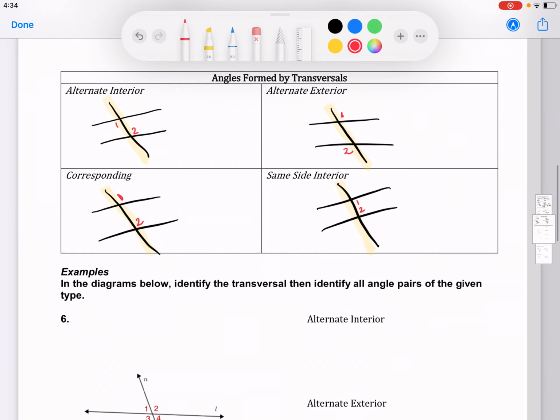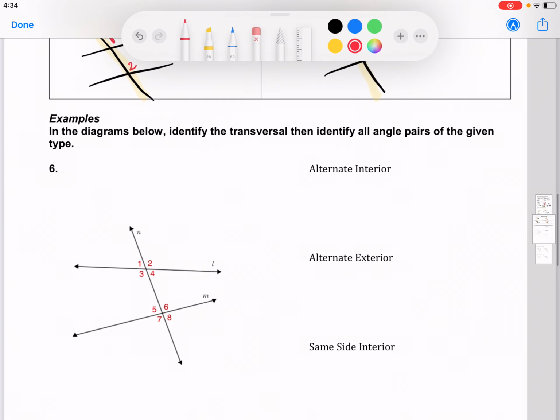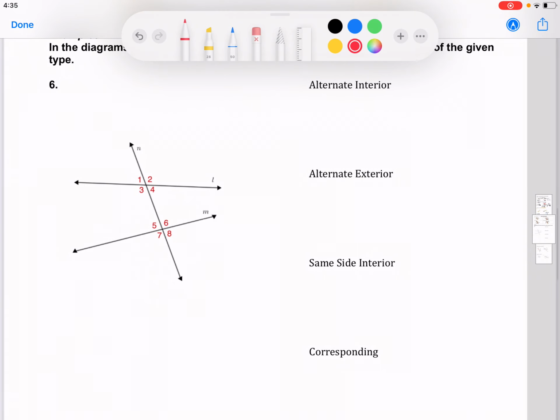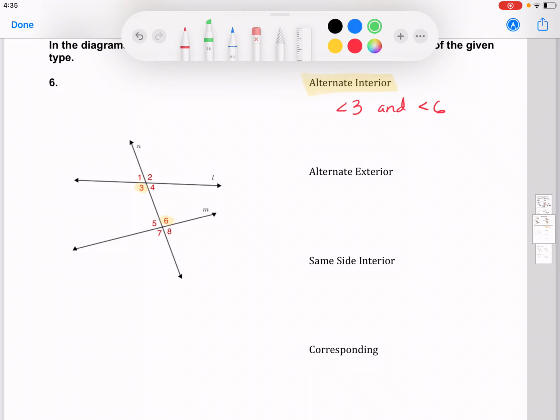So I like drawing pictures, and then we're going to see if we can identify all of the alternate interior, exterior, and so on for this one. So alternate interior, let's start with that. Remember, we're going inside, so 3 alternates with 6 right there. So you'd say angle 3 and angle 6 are alternate interior angles. But you could also do angle 4 and angle 5 right here, because those are likewise inside, but alternating on both sides of the transversal.